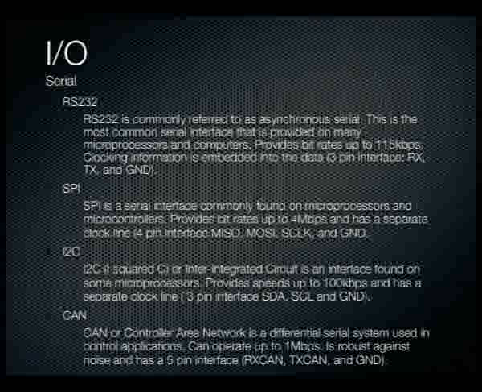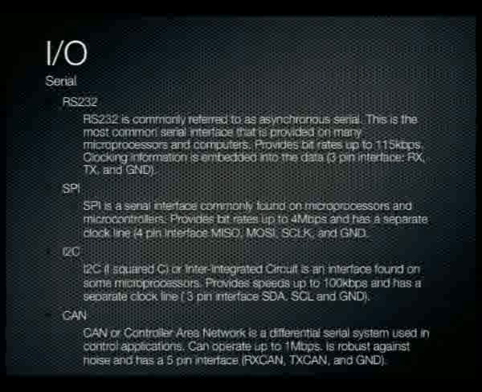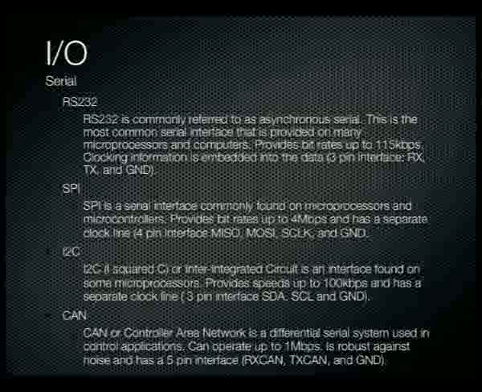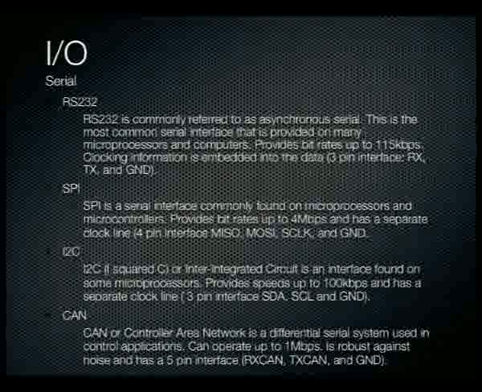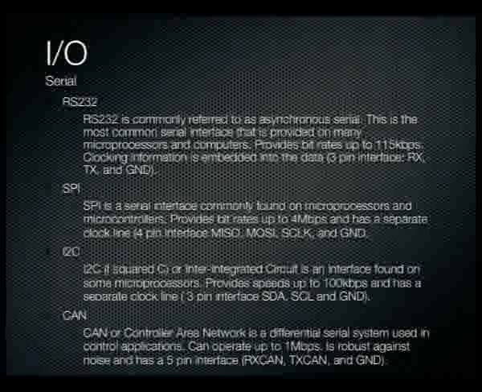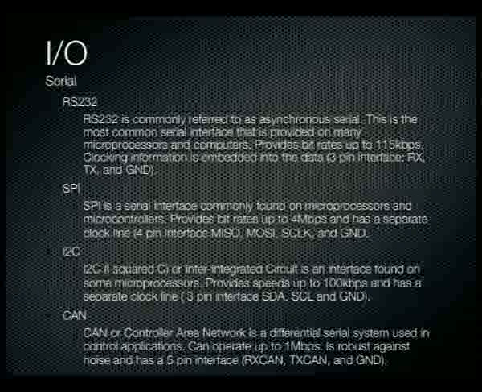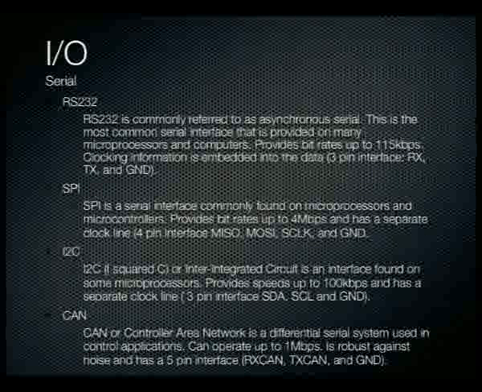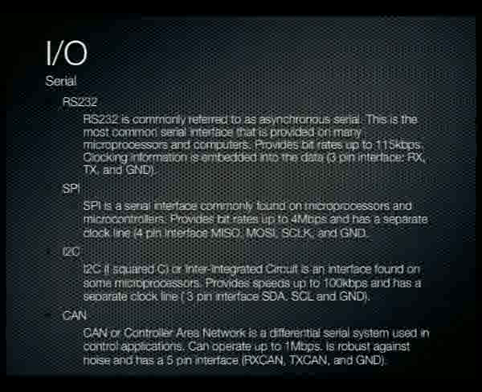Some of the most commonly used serial mechanisms are RS-232, commonly referred to as asynchronous serial. This is the most common serial interface provided on many microprocessors and computers. It provides bit rates up to 115 kilobits per second, and the clocking information is embedded into the data. It generally has a 3-pin interface: RX, TX, and ground. We ensure that we have a common ground, so our digital signals are all interpreted in the same fashion.